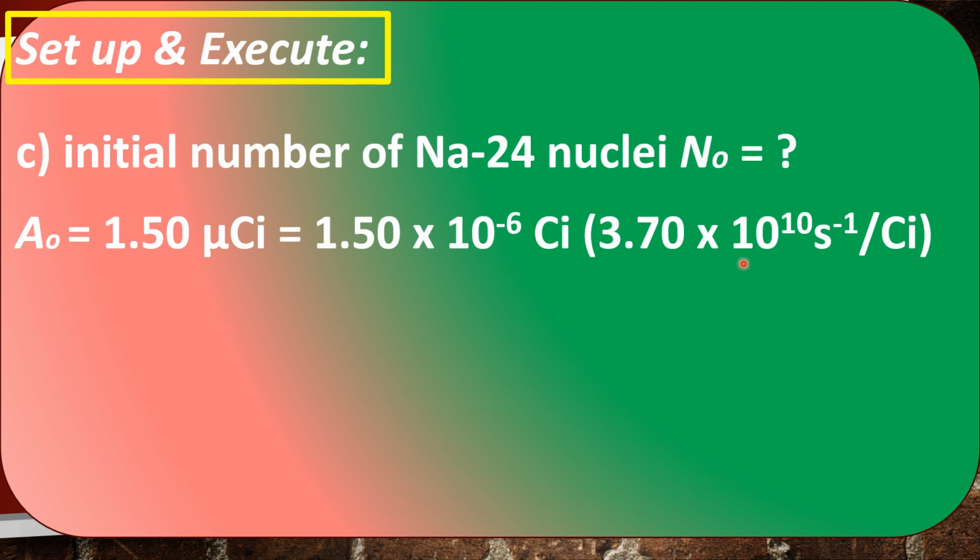And the result would be A naught is now equal to 5.55 times 10 to the 4th power becquerel. But becquerel, by definition, can also be expressed as decays or disintegrations per second. So the initial activity A naught, therefore, is equal to 5.55 times 10 to the 4th power decays per second.